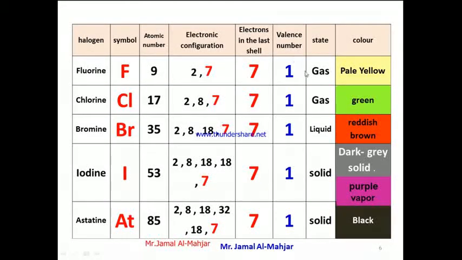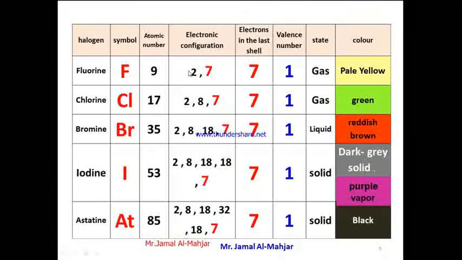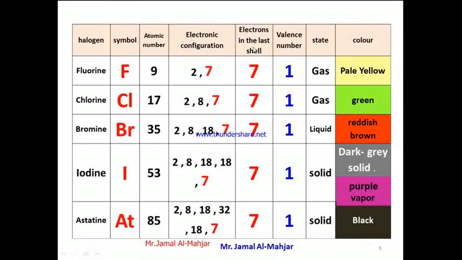Yes, this is the table. This is the element table. I choose only group 7. Here are the halogens, the symbol of the halogen, the atomic number of the halogen, the electronic configuration of the halogen, and the electrons in the outer shell, then the valence number, and the state and the color. This is the summary of all the information that you need.